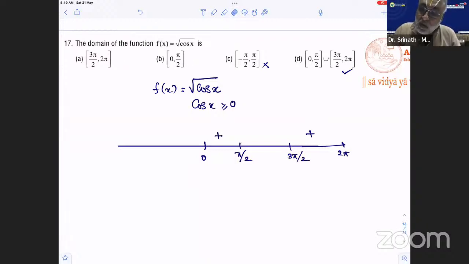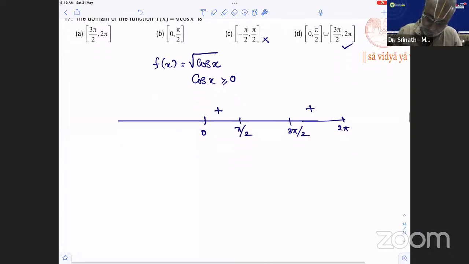In the absence of D, if that option were not given, then you would have chosen either A or B. Since both are given, the union of 0, pi by 2 and 3 pi by 2, 2 pi, the appropriate answer would be D itself. I hope you are convinced. Let's go to the next one.